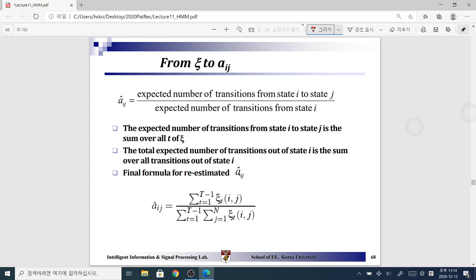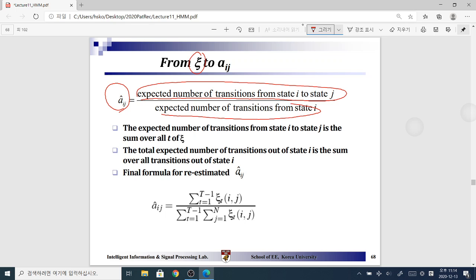Okay, now, with the expectation part done, we now perform the maximization part, which is the re-estimation of the A sub ij from the cosine. The actual re-estimation of the transition probability would be the ratio of the expected number of transitions from state i to state j divided by the expected number of transitions from state i.